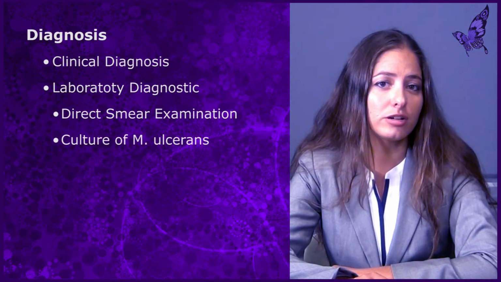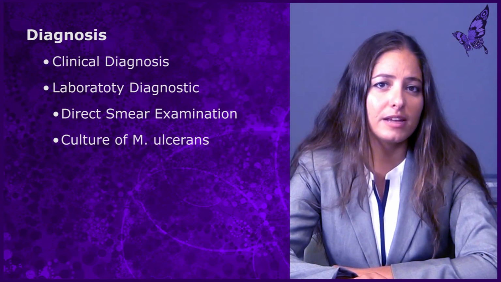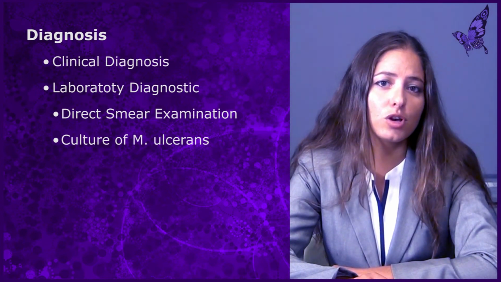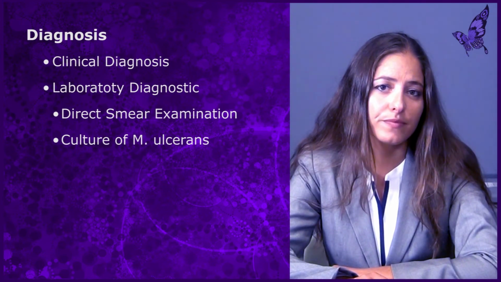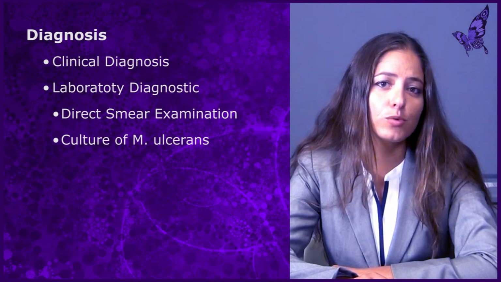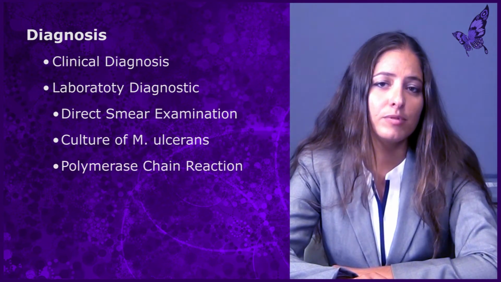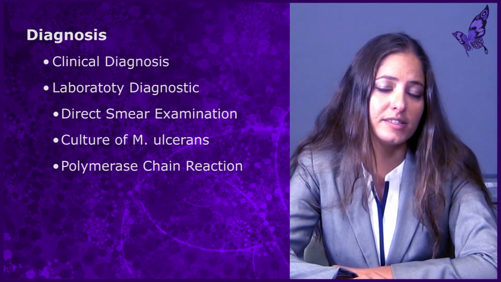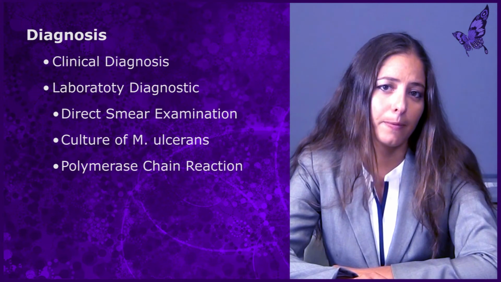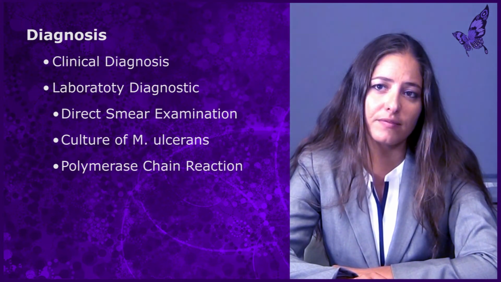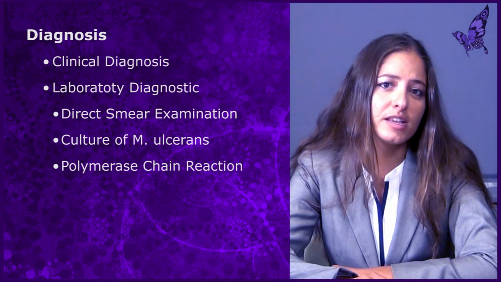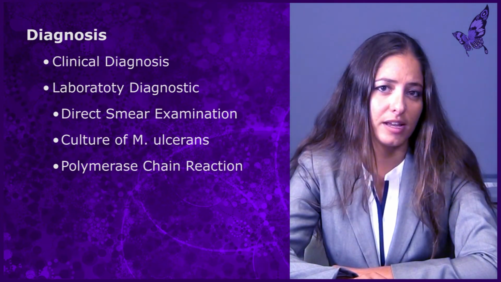The second is culture. Swabs obtained from the ulcers cultured on Lowenstein-Jensen medium take 6 to 8 weeks to grow. Sensitivity ranges from 20 to 60%. Polymerase chain reaction, or PCR, is the third test. PCR can yield results within 2 days of sampling. Its sensitivity reaches 98 to 100%.